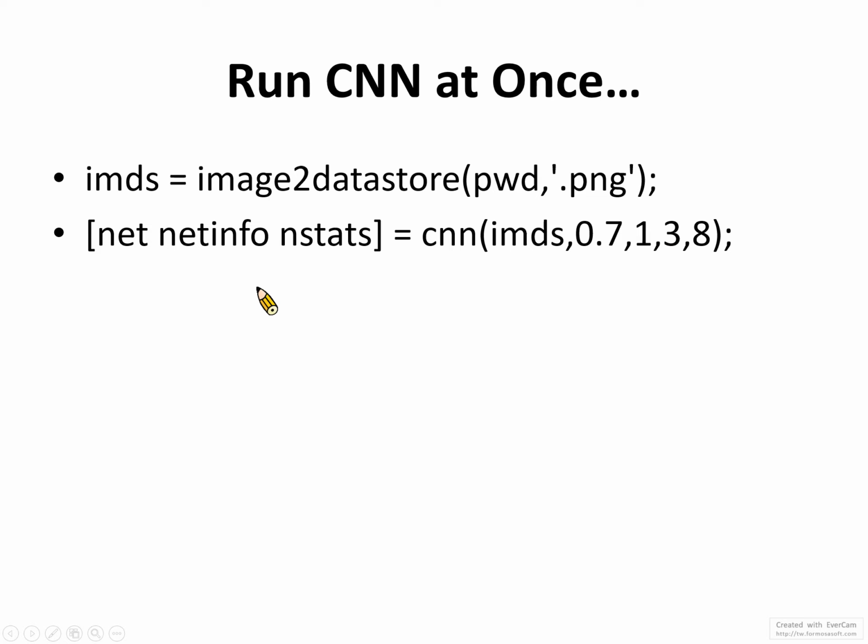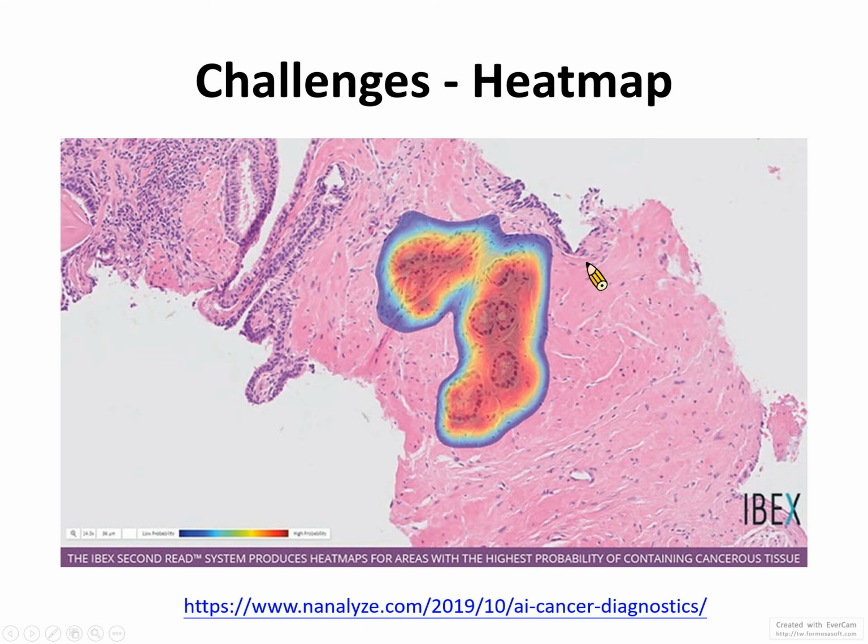Okay, so I believe this is the simplest CNN code in the world, because you just need these 2 lines to do the deep learning. But I will mention some challenges, and I will leave these challenges to you to think about how to do this kind of job.